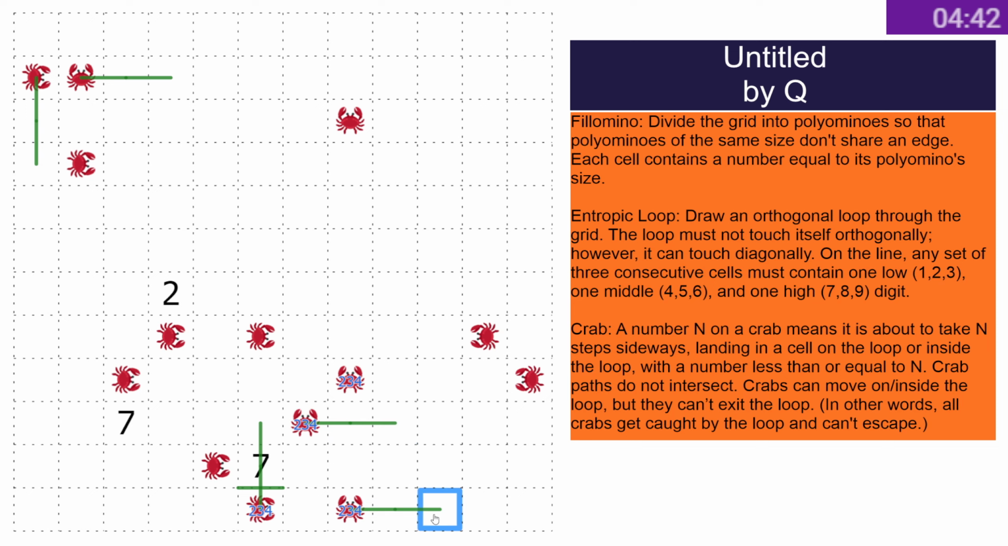Here's a random thought. This cell has to be loop because if it's not, then this guy, then this would have to be loop, and then that would touch itself orthogonally. So that's definitely loop, which is useful.